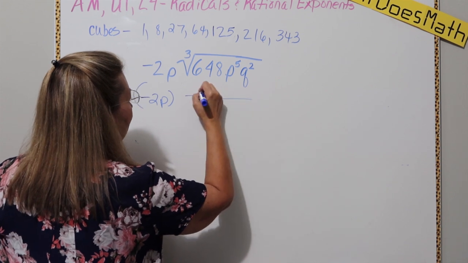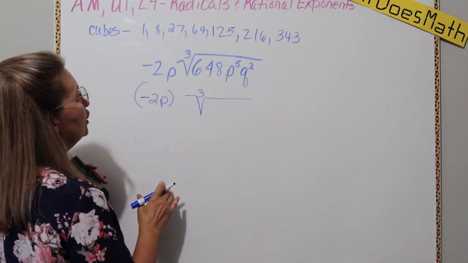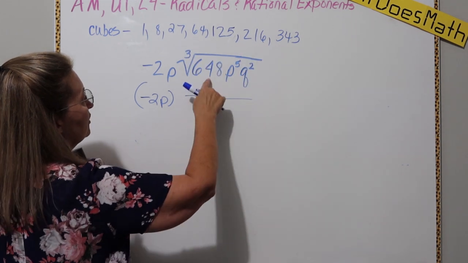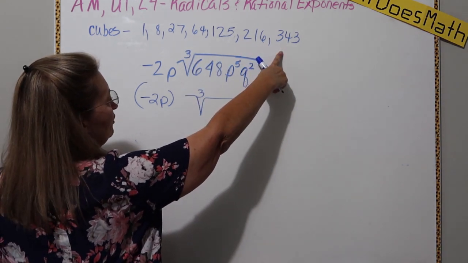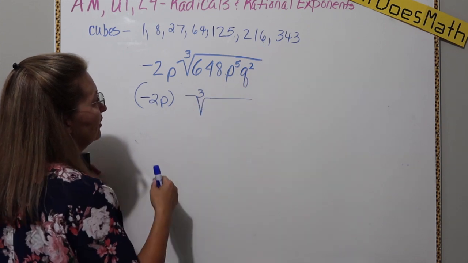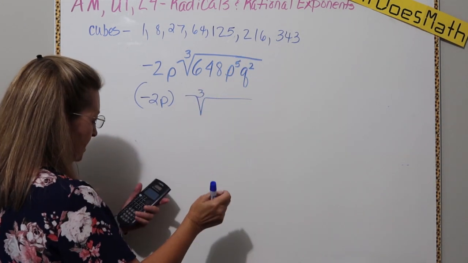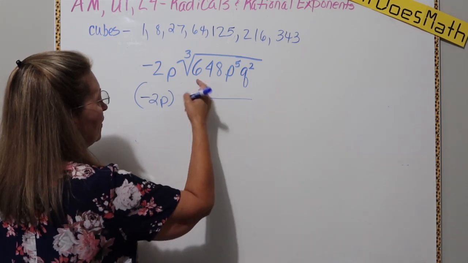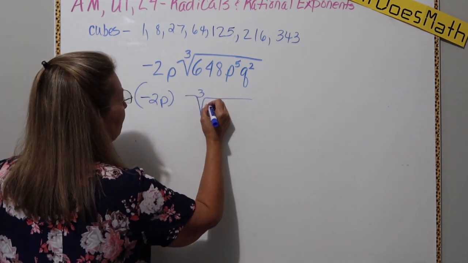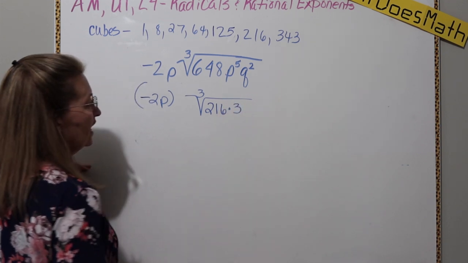Alright, let's start first with 648. I want to know what's a perfect cube from my list that will go into this. So I started with 343. When you divide 648 by 343, that's a decimal. Alright, 648 divided by 216 gives me 3. So I'm going to factor this. I'm going to rewrite it as factors of 216 times 3.